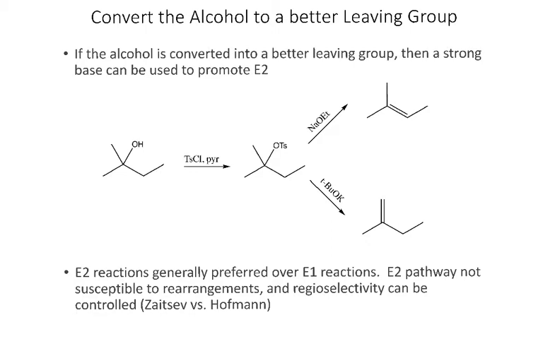So in general, I think we prefer E2 reactions over E1 reactions. The E2 pathway is not susceptible to rearrangements, and we can control the regioselectivity. Even doing reactions under acidic conditions with primary and secondary substrates, I still can't control the regioselectivity. So I think very often in synthesis, our best bet is to convert the OH into a better leaving group, and then use a strong base to get the elimination.